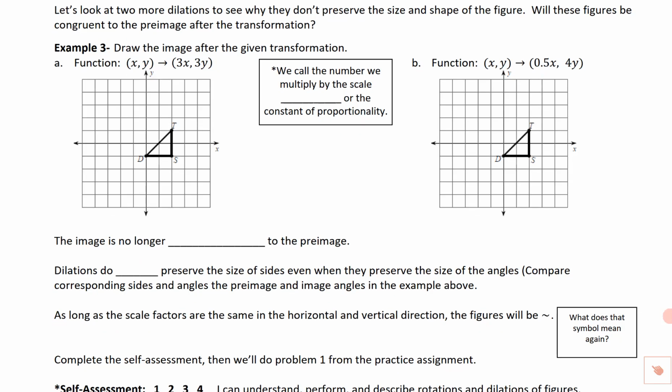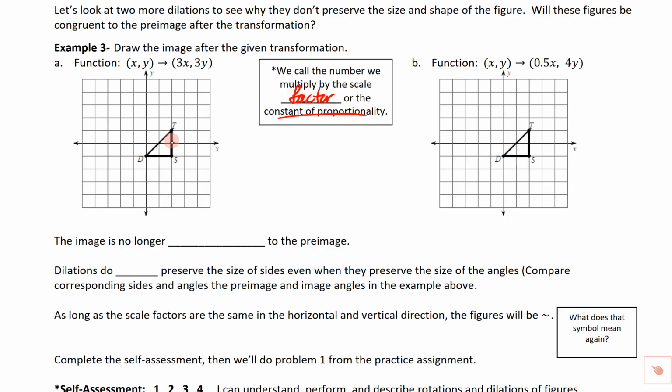So it says, draw the image after the given transformation. So we're going to take any xy pair and we're going to change it to 3x and 3y. So again, the number that we multiply the numbers by, we call that the scale factor. Sometimes you'll also hear it referred to as a constant of proportionality because we proportionally made things bigger. But it's much more common to call it a scale factor.